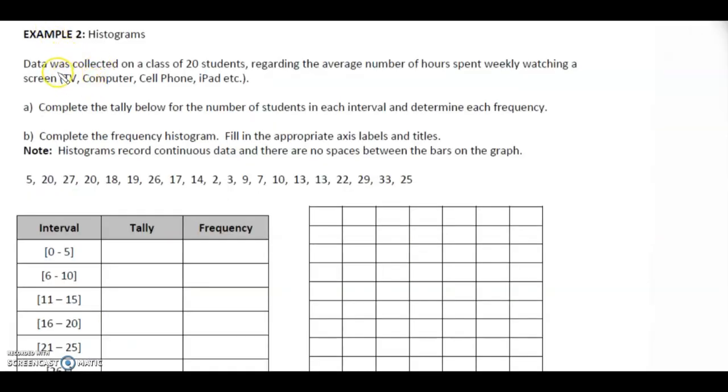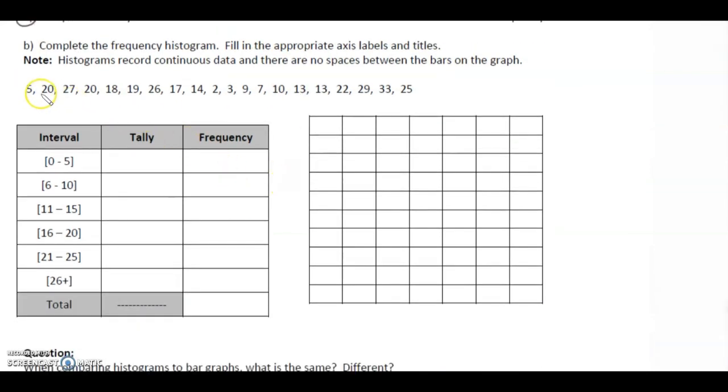Example 2, histograms. Data was collected on a class of 20 students regarding the average number of hours spent weekly watching a screen. So a screen could be TV, computer, cell phone, iPad. Okay, so let's do A first. Complete the tally below for the number of students in each interval and then determine each frequency. So we have a list of numbers here representing the number of hours on the devices. And then we have a chart. So on the chart, we have interval, tally, and frequency.